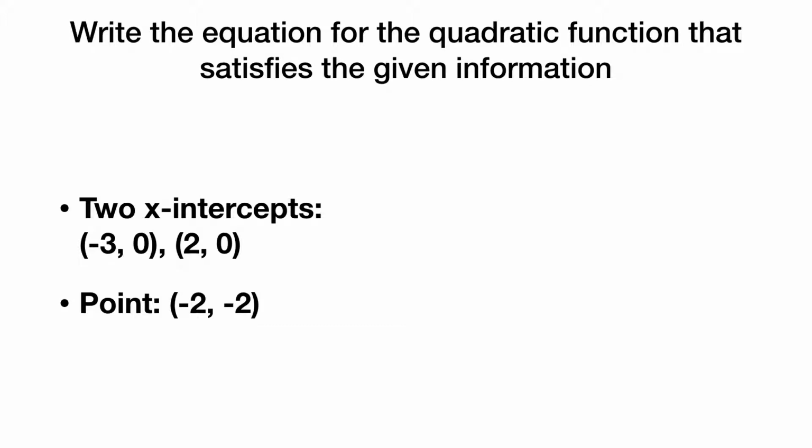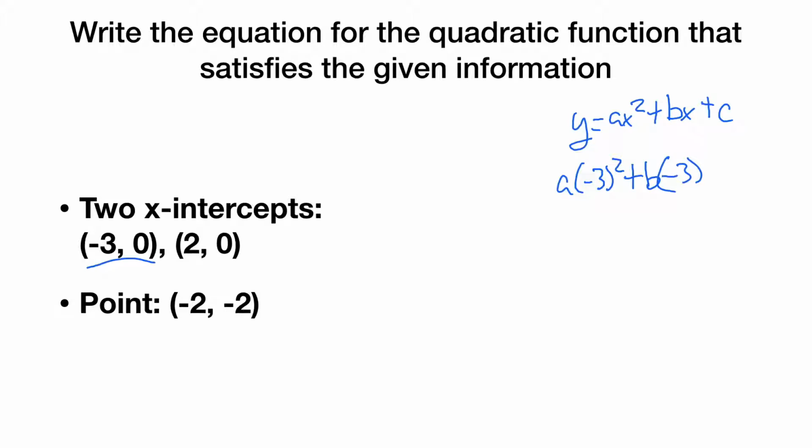So, now let's try talking about what happens when we have 3 points. Since we have 3 points, we can't use vertex form, and instead we have to use standard form. So that is y equals ax squared plus bx plus c. Now, the problem is I do not have any a, b, or c values, so I have to plug in my x values. Here's our first one. A times negative 3 squared plus b times negative 3 plus c equals 0.